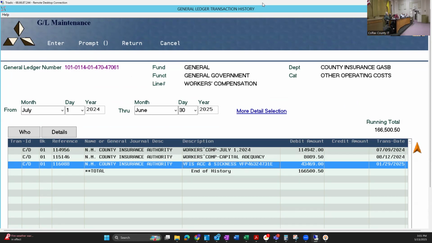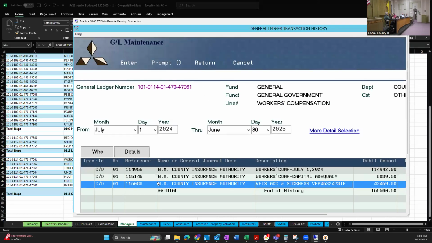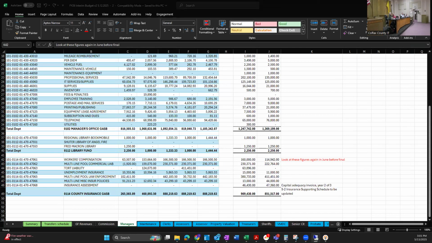Thank you. What is that? VFIS is with the fire departments. Yeah, what I thought. We'll have to pull that invoice and see what it is. I don't know either. That one might not be right because VFIS is associated with fire departments.